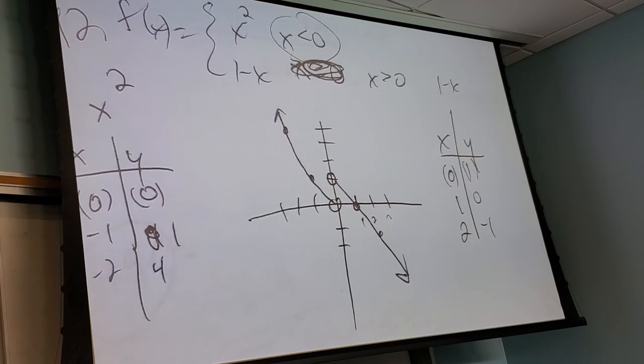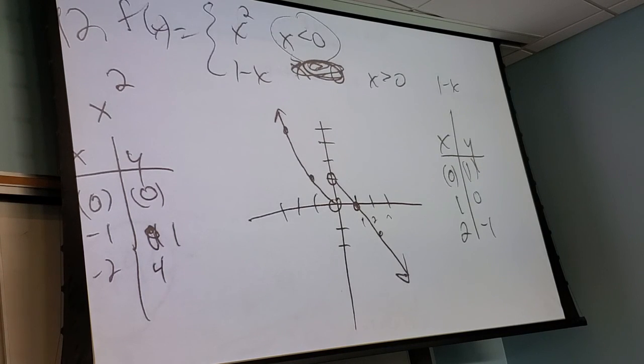Done. Right? So I think students try to think about the whole thing. No. For inputs less than 0, it's x squared, so I only worry about x squared. I make points, then I plot. Inputs above 0, it's a line. So I only worry about inputs above 0, and I only worry about making it a line.